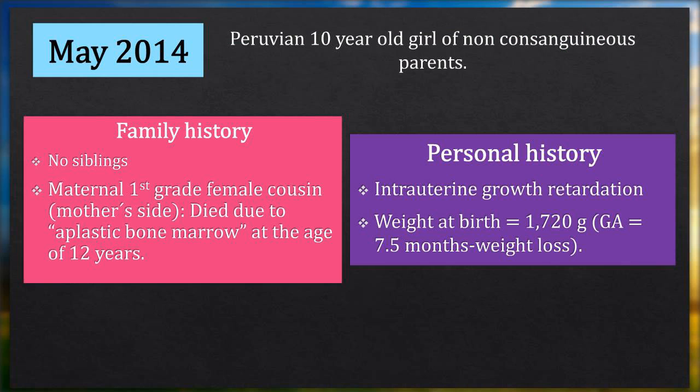Well, this patient was presented to us in May 2014 at the age of 10 years, a girl of non-consanguineous parents. What is positive about the history: she has no siblings, and there is a maternal first-grade female cousin on the mother's side who died due to aplastic bone marrow at the age of 12 years. It was a very severe aplastic bone marrow anemia. In personal history, it was very important to notice that she had intrauterine growth retardation, and she was born at only 7 months of gestational age with a weight of 1,720 grams. This was because she was losing weight, and they decided to bring her.